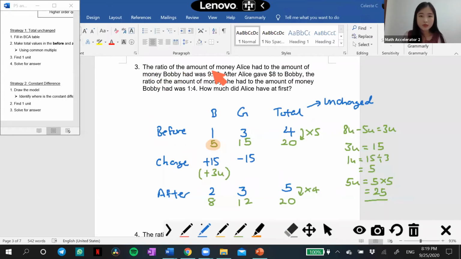Right, so the ratio of the amount of money Alice had to the amount of money Bobby had was 9:16.